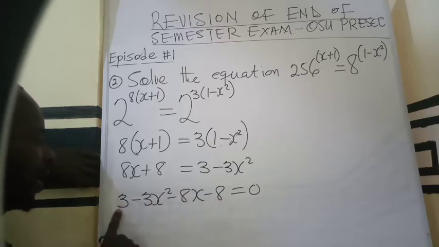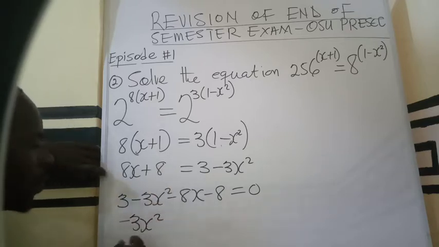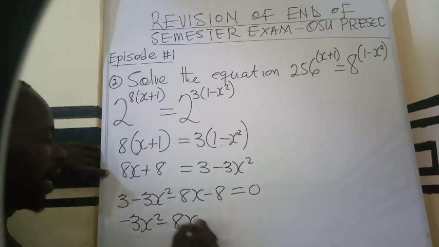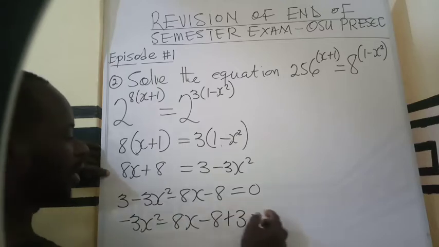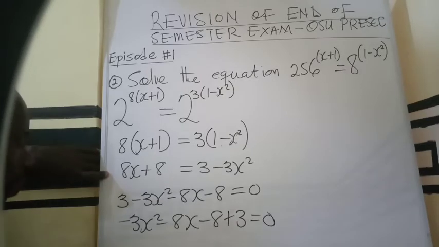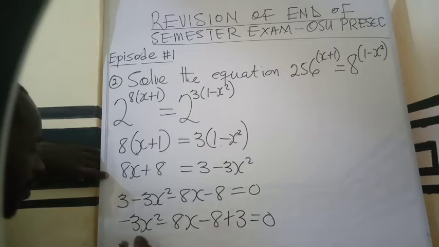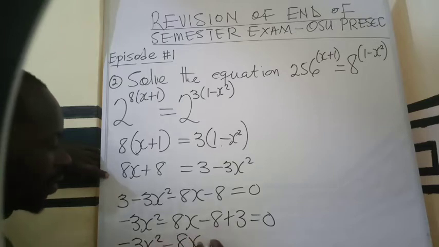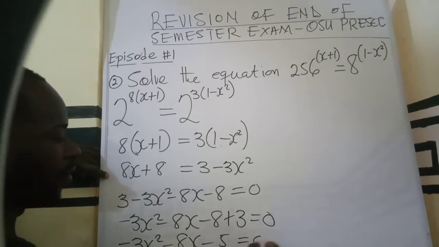Constant 3 and 8 will also come together. So we are going to have minus 3x squared minus 8x minus 8 plus 3 equals what? 0. I think this can also be simplified. So we have minus 3x squared minus 8x. This will be minus 5 equals 0.